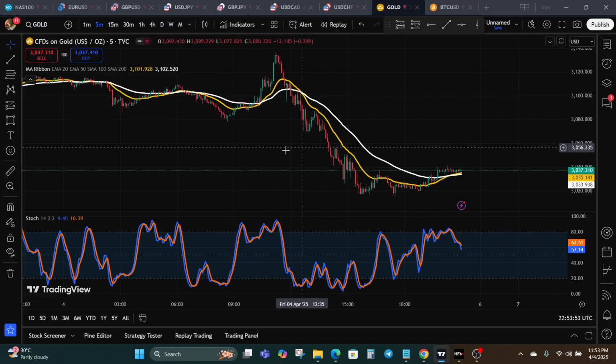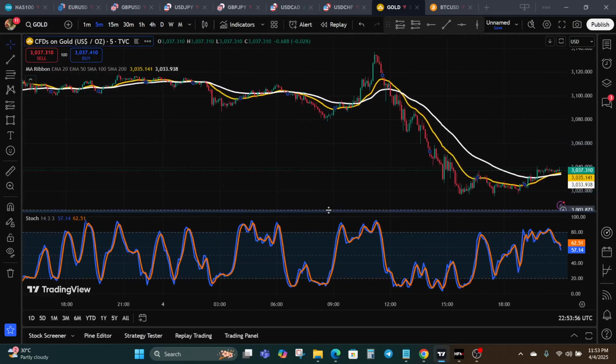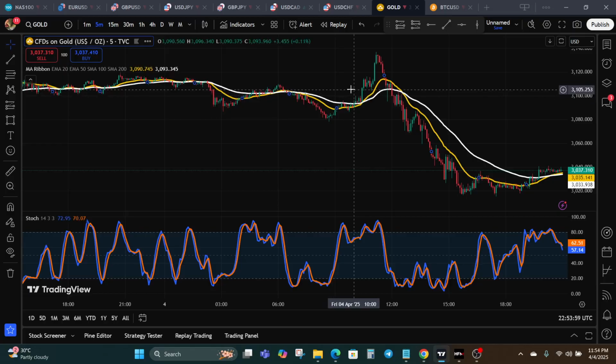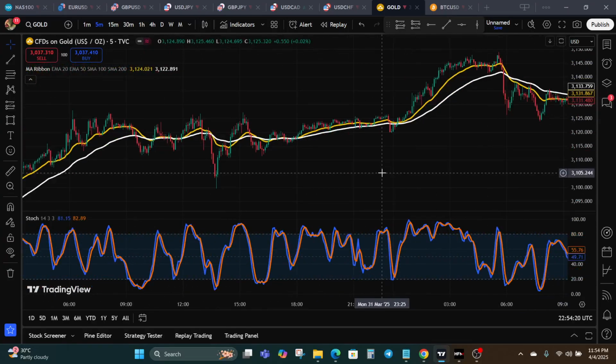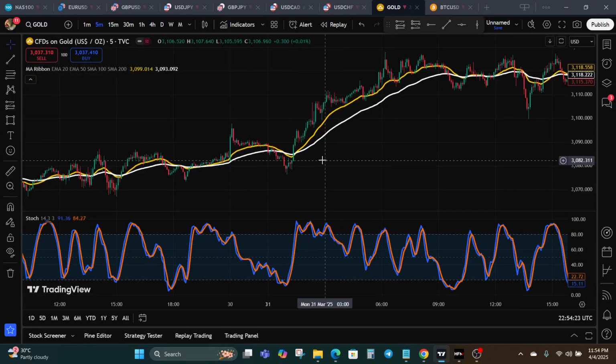For a buy setup, price has to be above both the 20 EMA and the 50 EMA. So this confirms an uptrend. Let's look for a better example when we had a trending market, because this strategy is best used in a trending market. So after price crosses above the 20 and 50 EMAs, confirming the uptrend, you wait for a pullback to the 20 EMA.